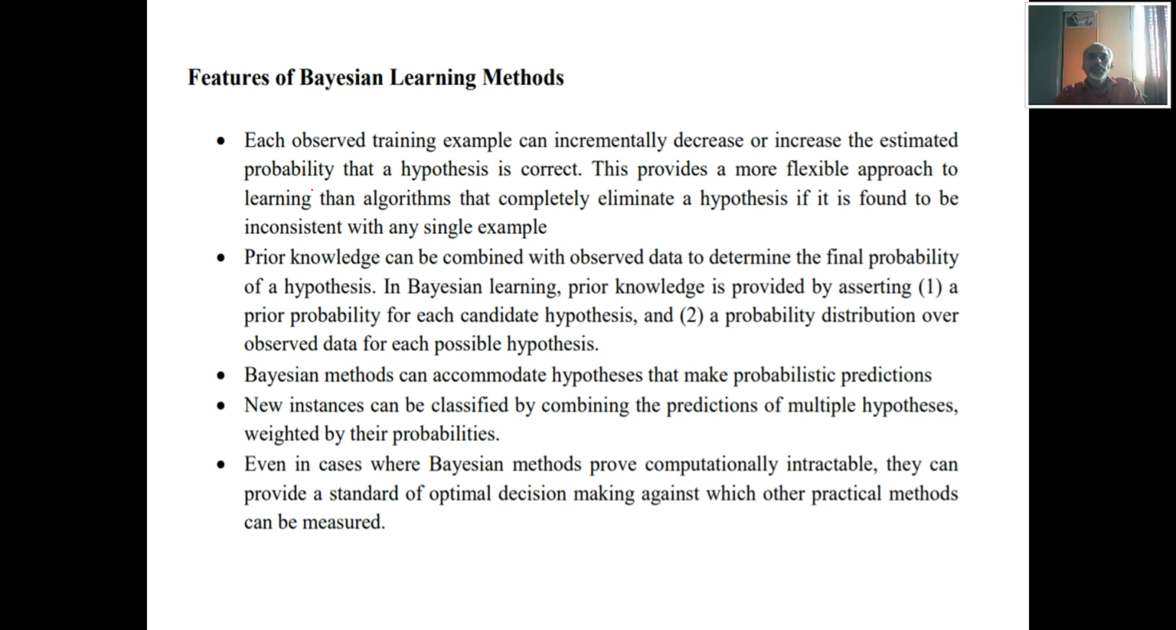Now there are some features of the Bayesian learning method. These features are again a very important question with respect to the examination. What are the important features? If you look into the first one, each observed training example can incrementally decrease or increase the estimated probability that a hypothesis is correct. Now you made one particular hypothesis, right? Today I made a hypothesis that in next month's competition maximum number of my students are going to fail in that competition.